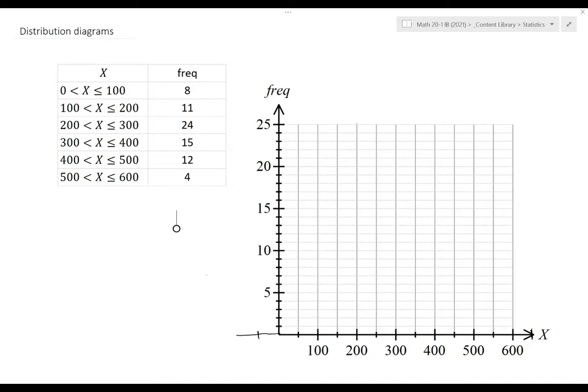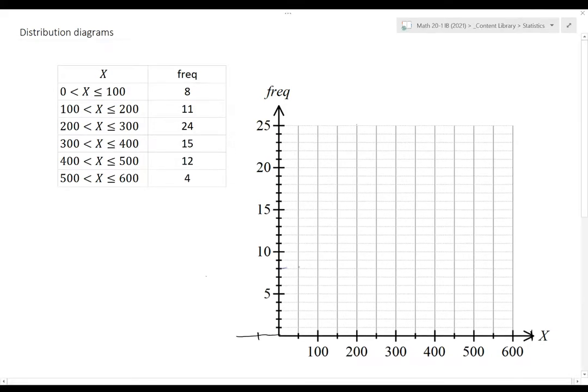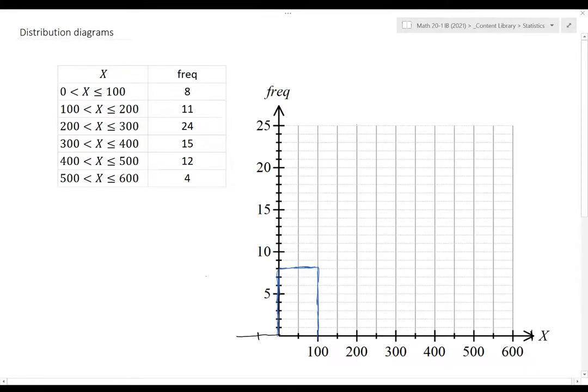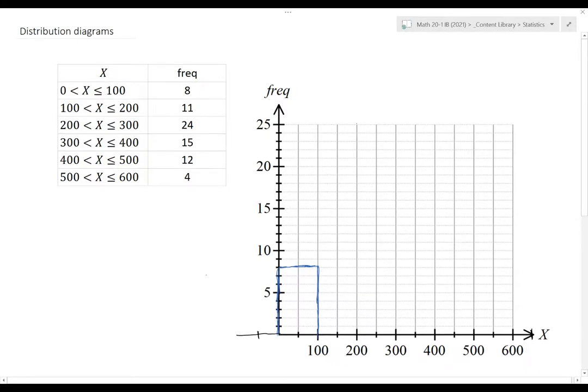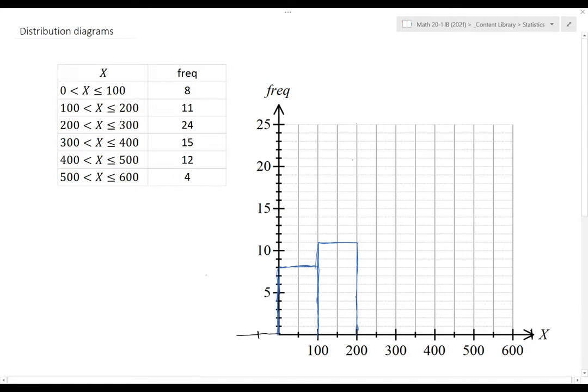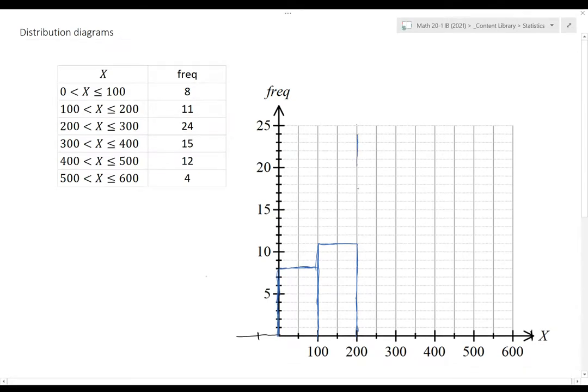So for example, between 0 and 100, I have 8 data points. So I'm going to draw a bar that is 8 units high because the frequency is represented on the y-axis. And the width of that bar is going to be 0 to 100. For 100 to 200, I have 11 data points. So the bar that will span from 100 to 200 will have a height of 11. And so on. So 24 is the height of the next interval.